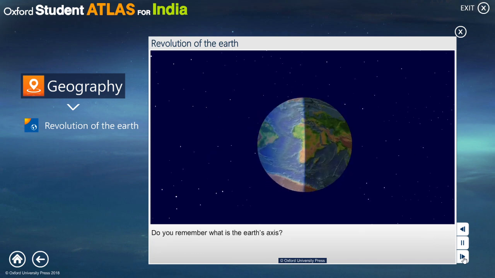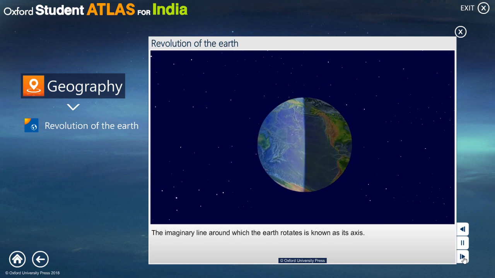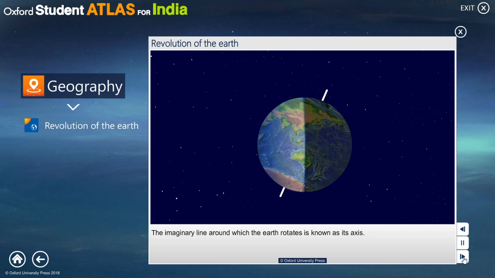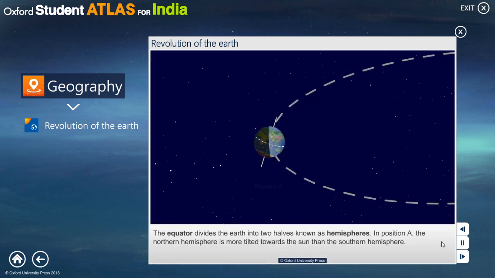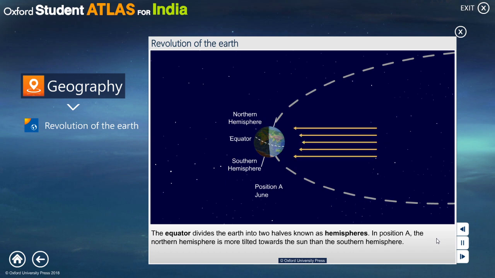Do you remember what is the Earth's axis? The imaginary line around which the Earth rotates is known as its axis. The equator divides the Earth into two halves known as hemispheres.